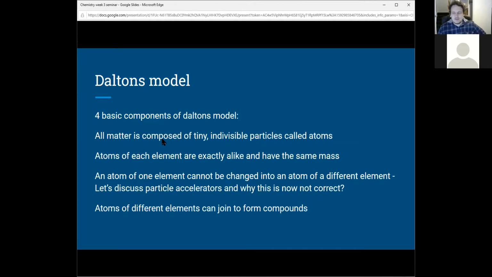What's the term? Alchemy. Alchemy was where they tried to turn other things, other elements, into gold. And we couldn't really until we had particle accelerators, which we can do a little bit now. But the idea of alchemy, where you can turn anything into gold, only happens in stars, and even then. So, atoms of different elements can join to form compounds. We know he was correct there.